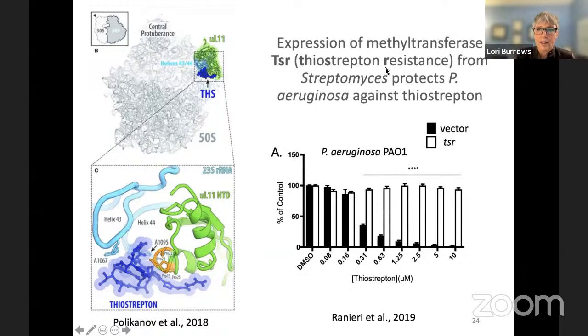And the thinking was, if this methyltransferase can protect Pseudomonas against Thiostrepton, that would be indirect evidence that Thiostrepton was actually getting all the way into the bacteria, into the cytoplasm, binding to the ribosomes and killing Pseudomonas. And you can see that's what we saw. So this is just a killing concentration with the empty vector in Pseudomonas or the TSR expressing plasmid. And expressing TSR in Pseudomonas completely protects it from killing by Thiostrepton, which is pretty cool.